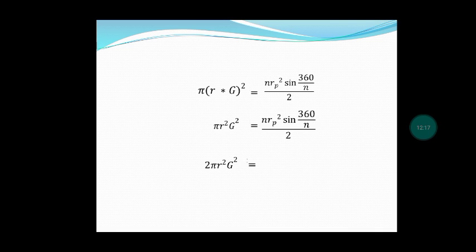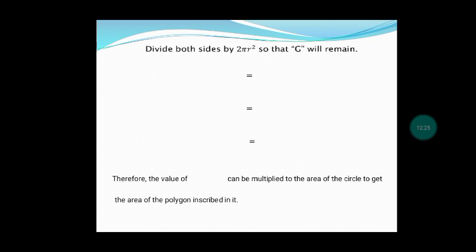n r squared sine 360 over n. And then divide both sides by 2 pi r squared so that g will remain. So we divide both sides, and g squared will remain, and on the other side is n sine 360 over n divided by 2 pi.